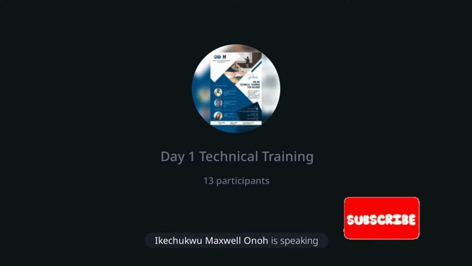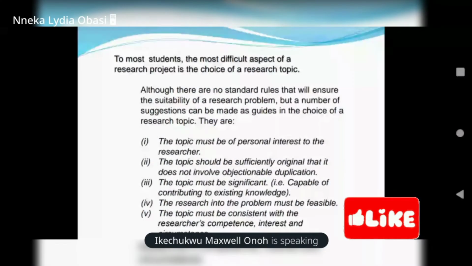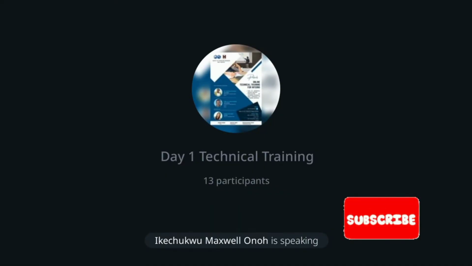Like I said, although there are no standard rules that will ensure the suitability of a research problem, there are a number of suggestions that can be made as guides in the choice of a research topic. They are, number 1, the topic must be of personal interest to the researcher. The researcher must have interest.